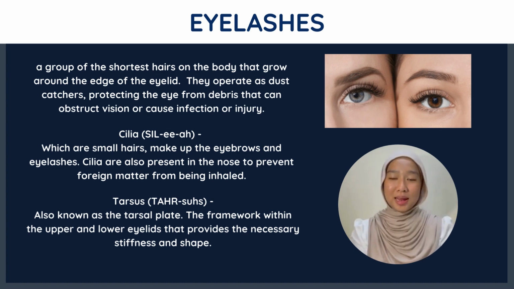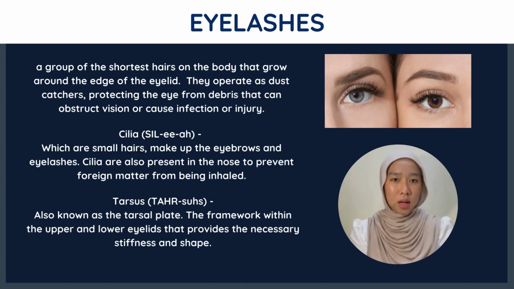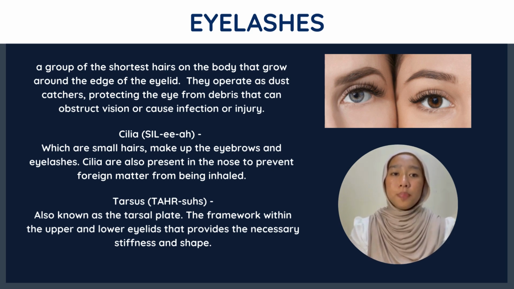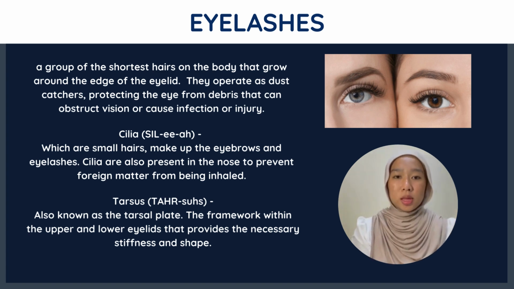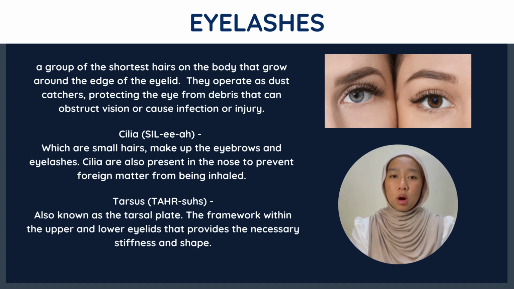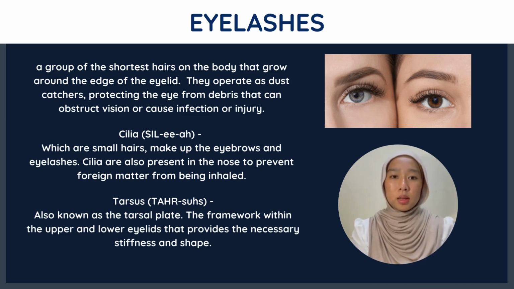So next is eyelashes. Eyelashes are a group of the shortest hairs of the body that grow around the edge of the eyelid. They operate as dust catchers, protecting the eye from debris that can obstruct vision or cause infection or injury. So, cilia. Cilia, which are small hairs, make up the eyebrows and eyelashes. Cilia are also present in the nose to prevent foreign matter from being inhaled.